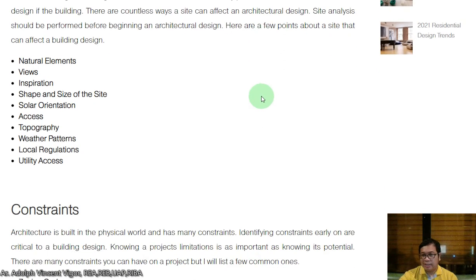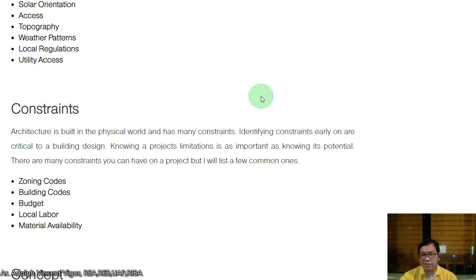Then the next, we have here the constraints. Architecture is built in the physical world and has many constraints. So identifying constraints is critical to building design. Knowing a project's limitations is knowing its potential. There are many constraints on a project, and these are the common ones. First, you have the zoning codes. Next, like what I told you earlier, the building codes.